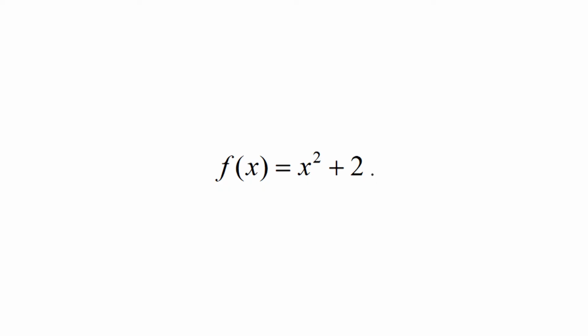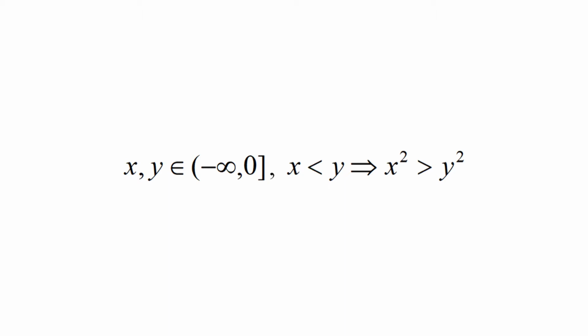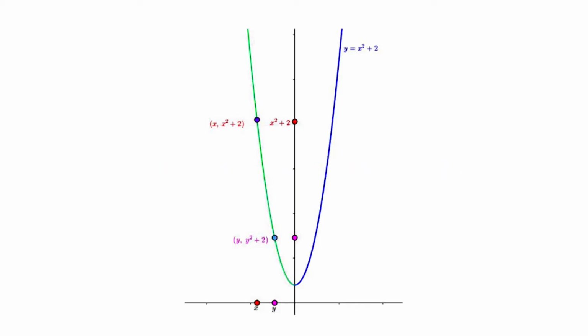Consider the function f of x equal to x square plus 2. For all x comma y in the interval minus infinity to 0, x less than y implies x square is greater than y square. So that f of x equal to x square plus 2 is greater than y square plus 2 equal to f of y. Thus, f is decreasing on minus infinity to 0.